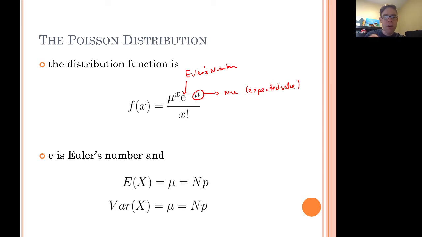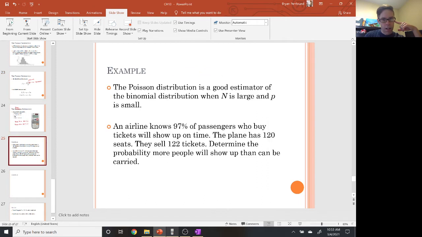So if mu is not given explicitly in the question, then you can calculate mu by multiplying the number of trials times the probability of success. So we essentially can use the same mean or the same expected value as the binomial distribution if that mu value is not given to us explicitly. Okay, so let me show you kind of what that looks like in our final example here.